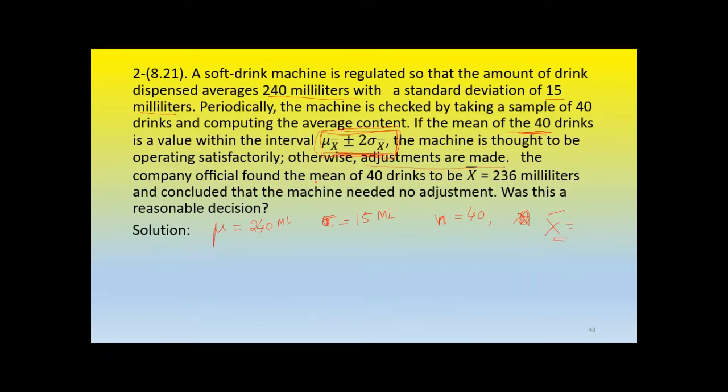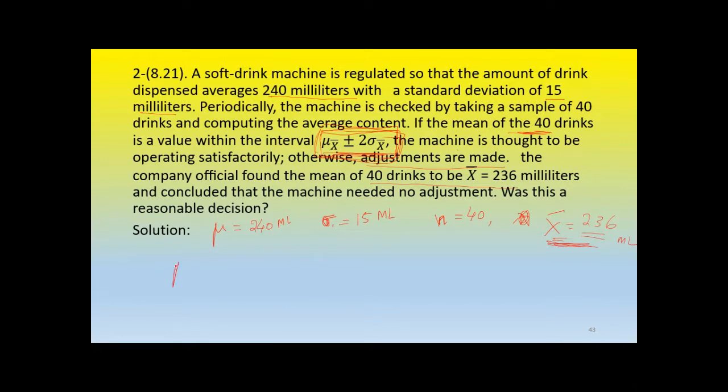The company official found that the mean of the 40 drinks, X bar, is 236 milliliters. Now we found the mean. Now the question is whether this X bar is falling in this interval. If it falls, then it is working good. Otherwise, we need adjustments.